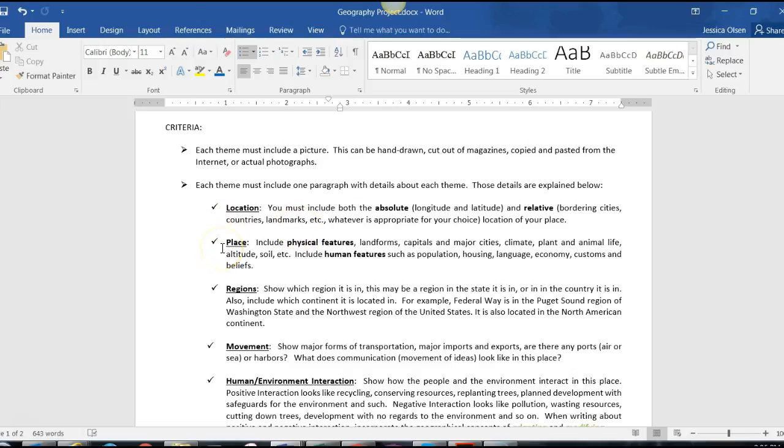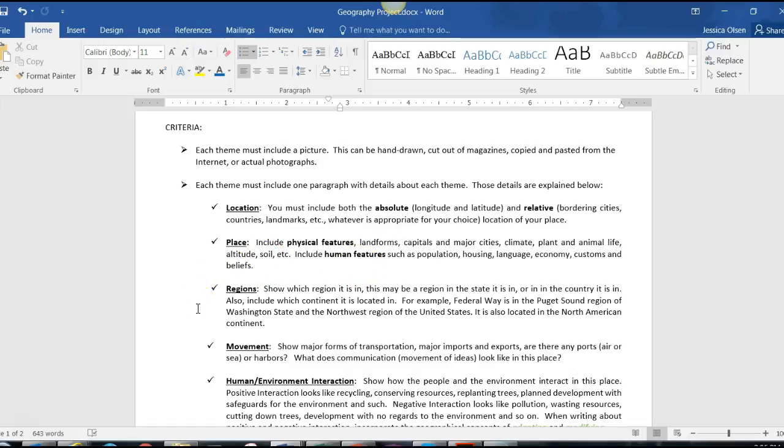Second bullet, place. Include physical features like landforms, capitals, and major cities, climate, plant, and animal life. Include human features like population, housing, language, economy, customs, or beliefs.